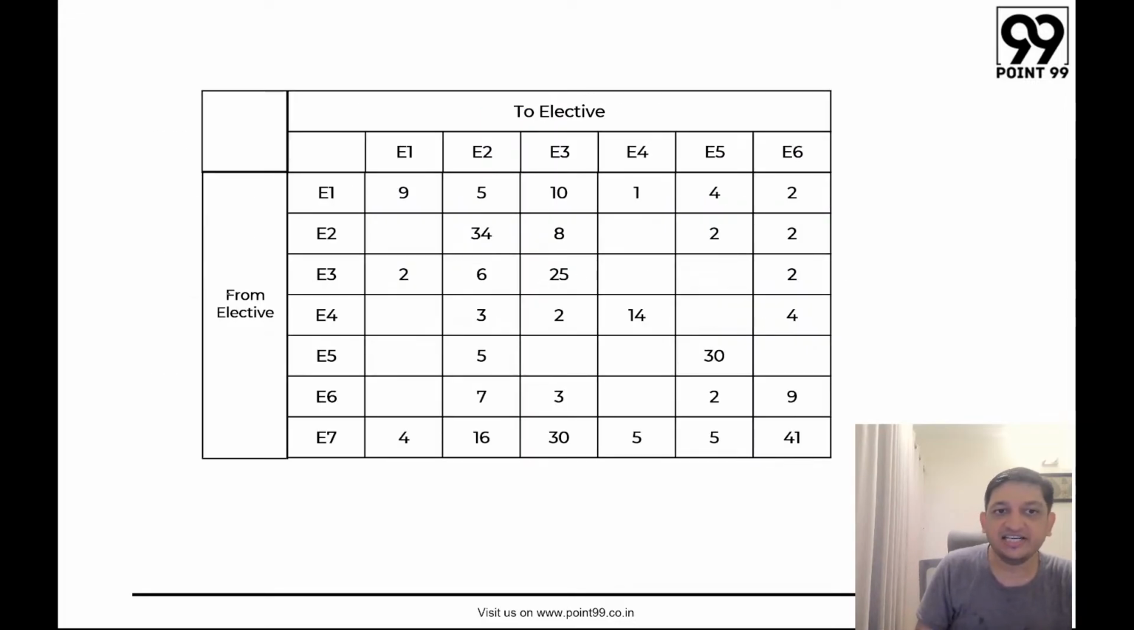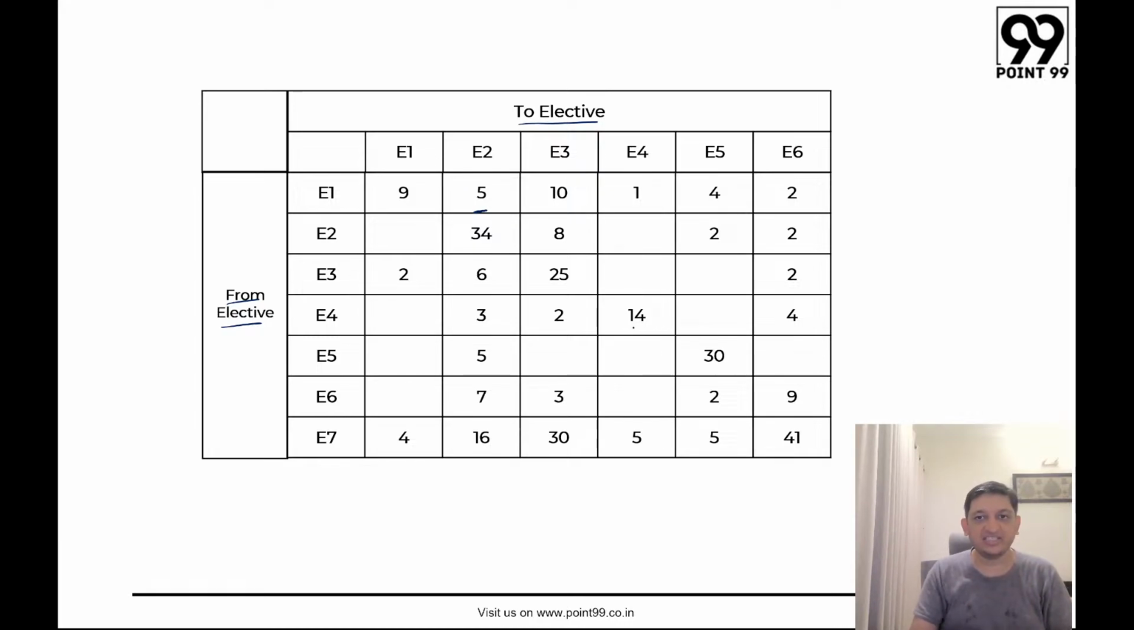Now this is basically the table that we have from elective to elective. How do we read this? So the 5 written against E1, this 5 that we have here, tells us that after the shift, 5 people who were originally enrolled with E1 decided to go to E2. So from E1 to E2, 5 people went.